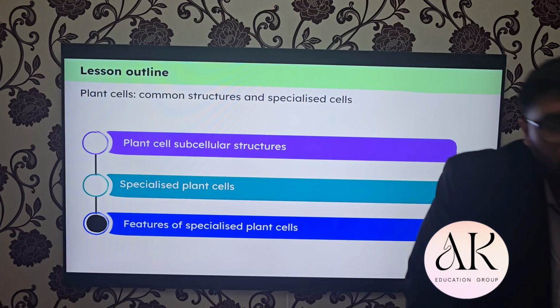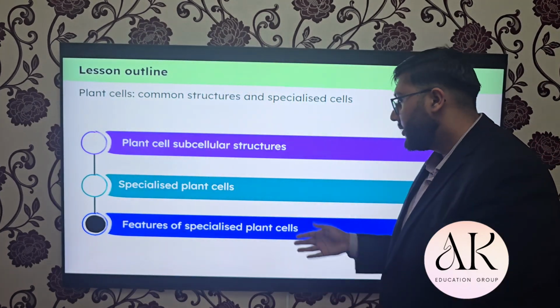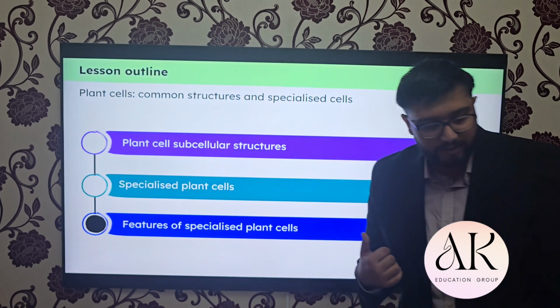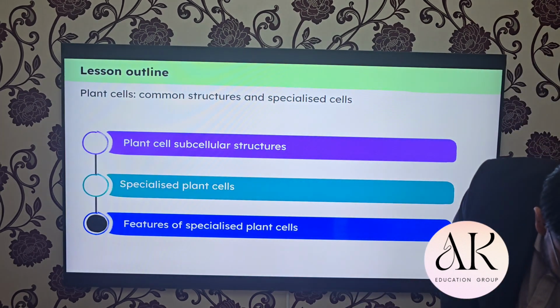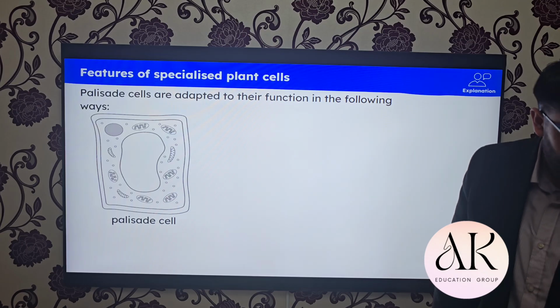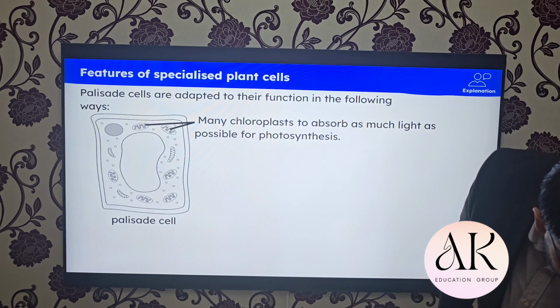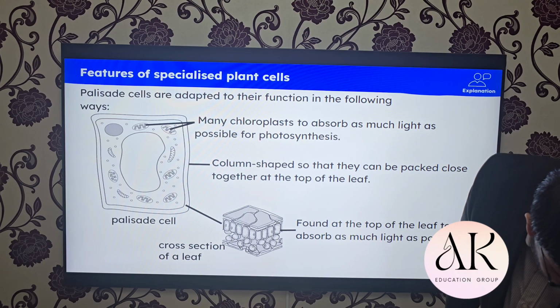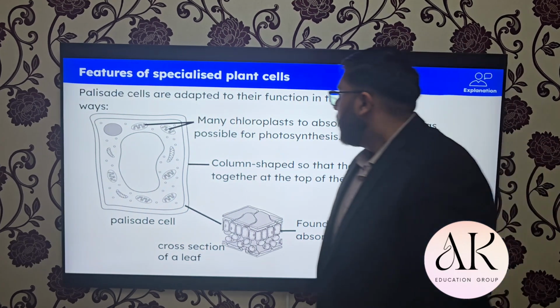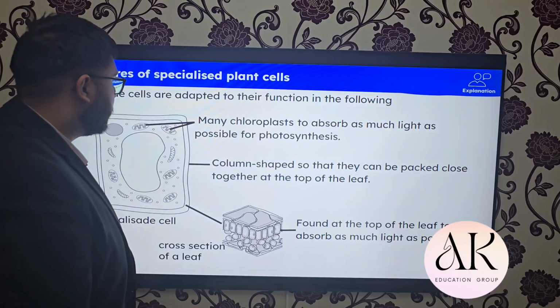Right, now what we're going to do is we're going to go through the features of specialized plant cells. This is really important as well, so make sure you listen on and make notes as well. So, the palisade cells are adapted to their function in the following ways. Let's have a look. So many chloroplasts to absorb as much light as possible for photosynthesis.